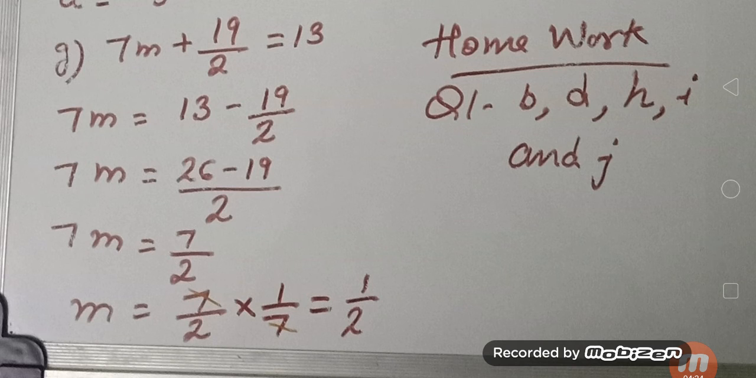Now again to find the value of variable m, we will have to take 7 from the left hand side towards the right hand side. Here it is multiplying with m, so on the RHS it will divide. So again we are dividing the fraction 7 by 2 by 7. It means we will have to multiply it with its reciprocal, that is 1 upon 7. 7 and 7 will be cancelled, so what is left? 1 by 2.